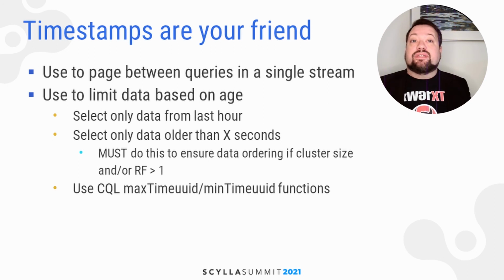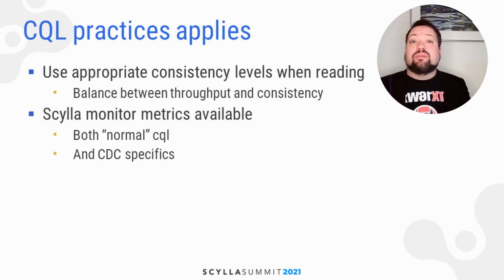Timestamps are your friend. Use them to page between queries in a single stream. Use them to limit the data that you're looking at. Look at data from an hour ago. Look at data that is newer than X or older than Y. And remember the max timeuuid, min timeuuid functions that allow you to use time from a client's point of view and create watershed marks for timeuuid partitioning. Normal SQL practices apply as well. Use the appropriate consistency levels when reading, balancing throughput and consistency. You have Scylla monitor metrics available for CQL as well as CDC metrics. Use this to profile and balance your querying library.